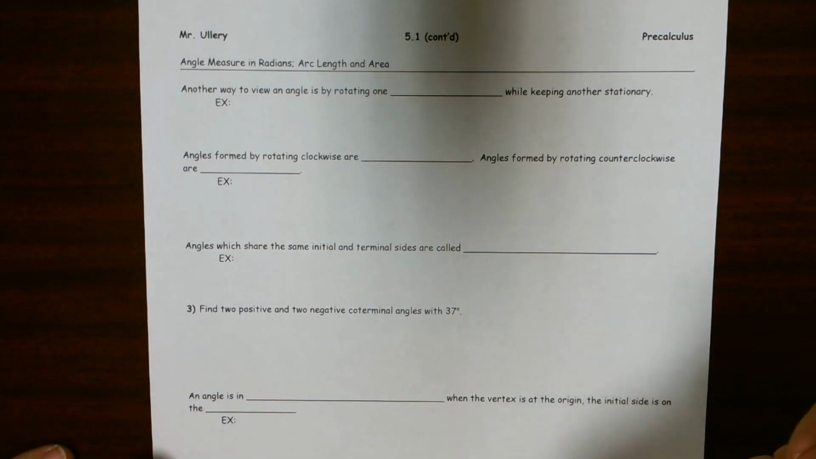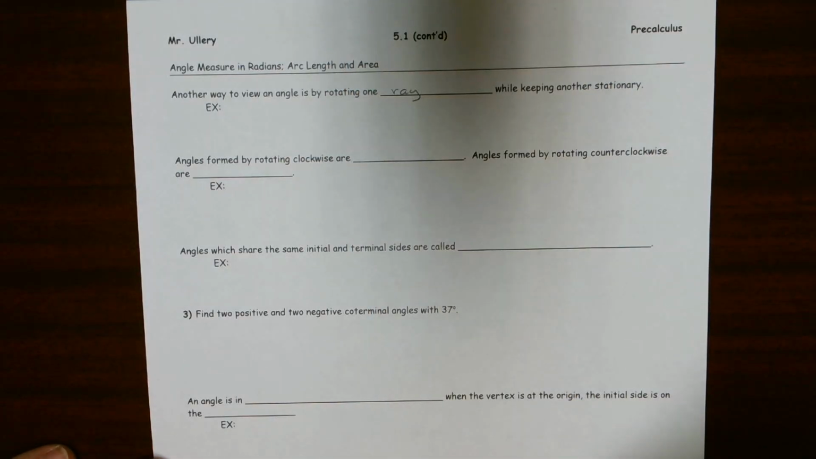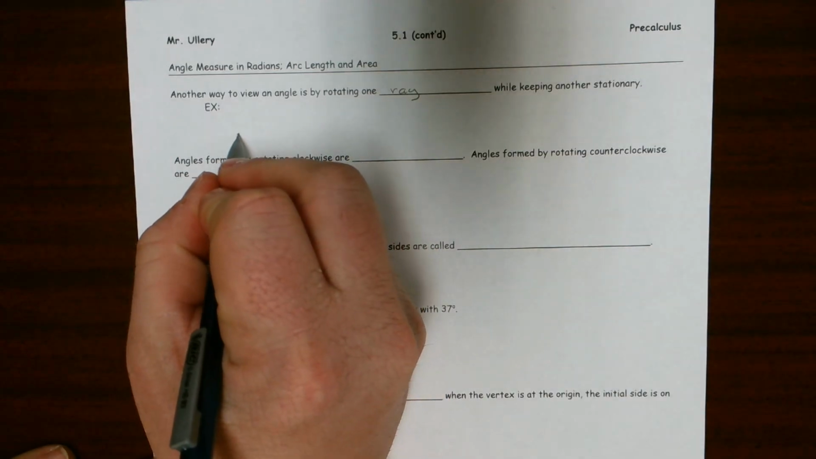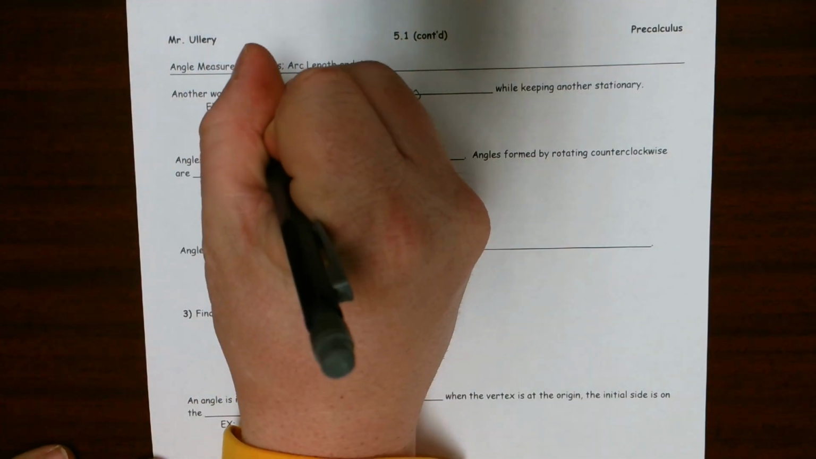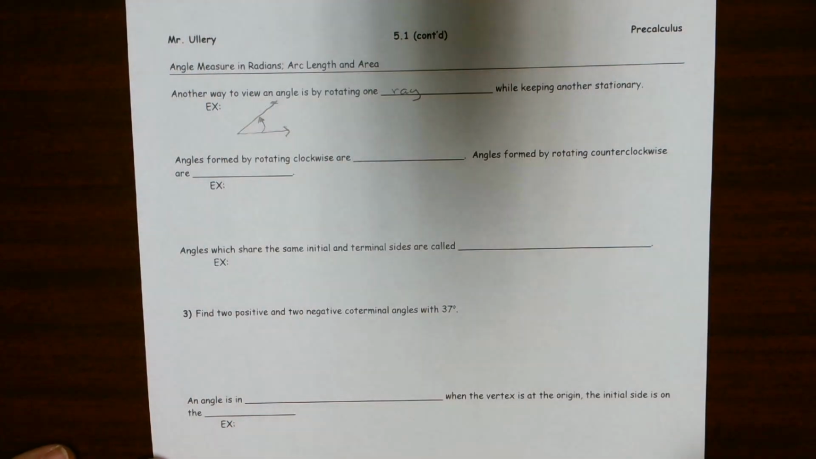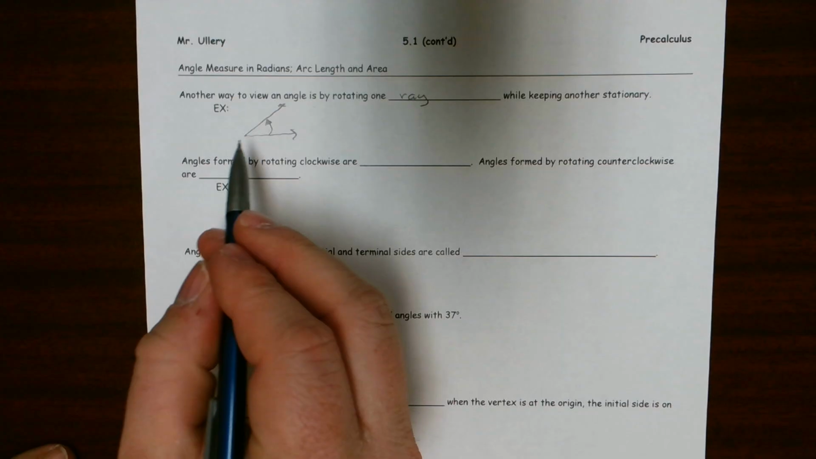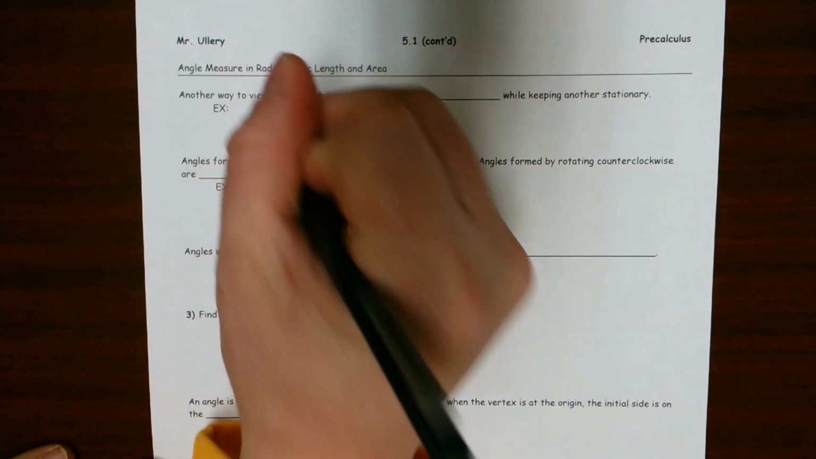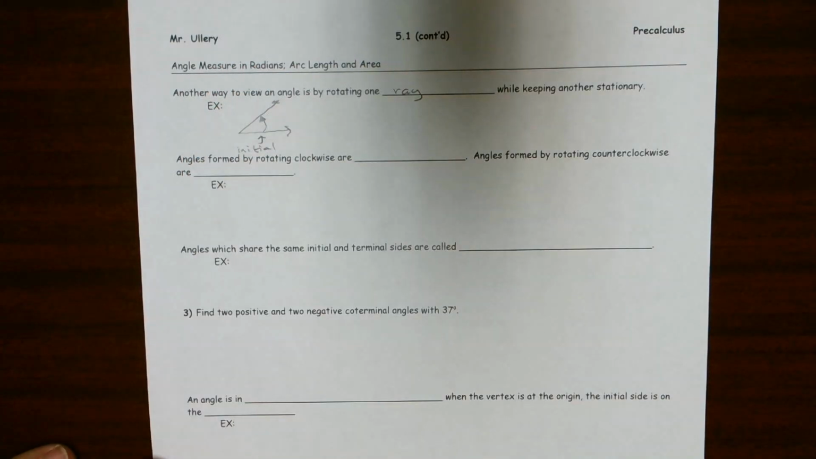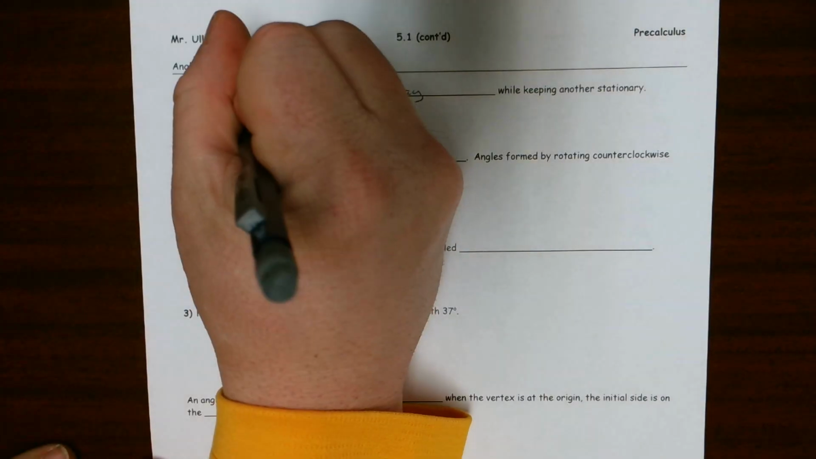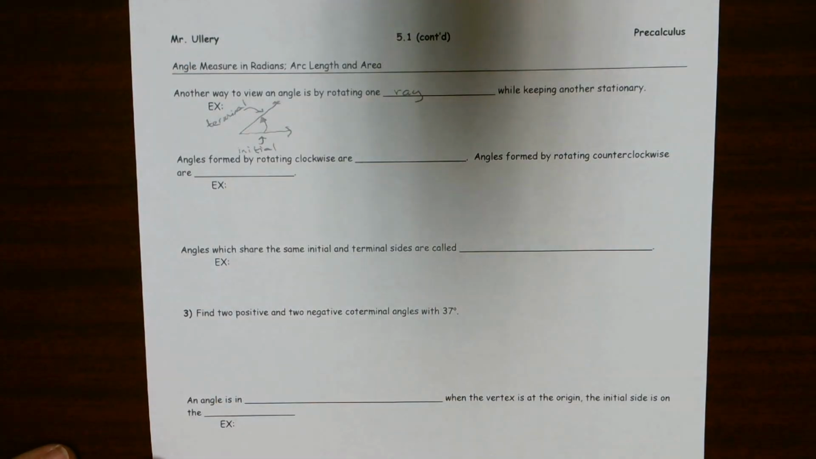Another way to view an angle is by rotating one of the rays while keeping the other stationary. So we have two rays to make an angle, and we rotate one of them in a given direction. We'll talk more about that in a second. What that'll do is create an angle. The one that stays stationary, we call the initial side of the angle. The part of the angle that moves, we call the terminal side. Think about it, that's where the angle finishes.